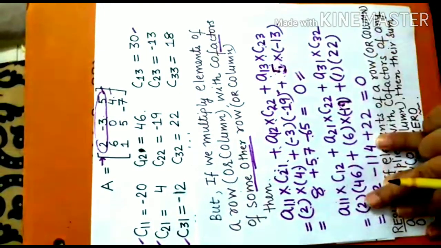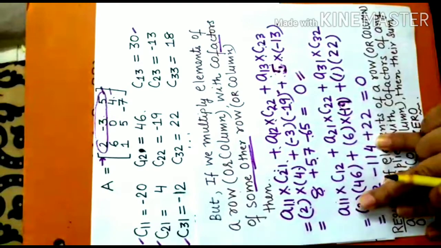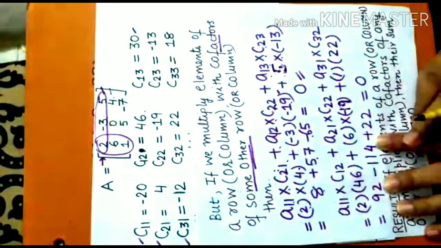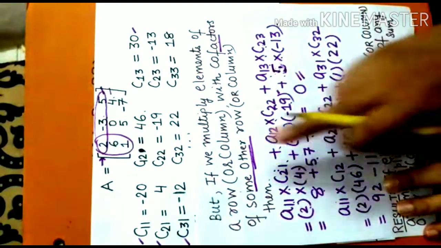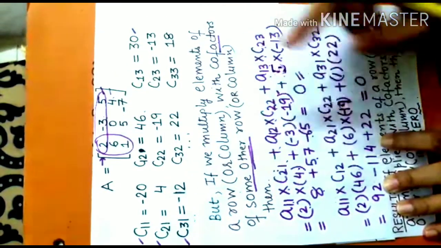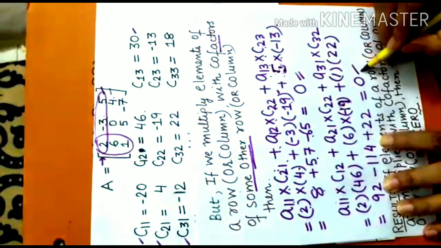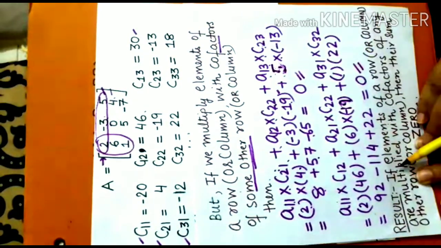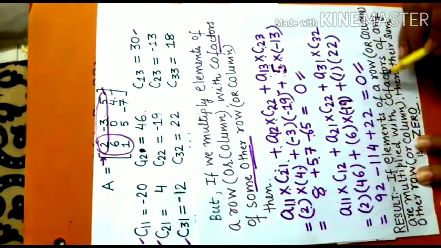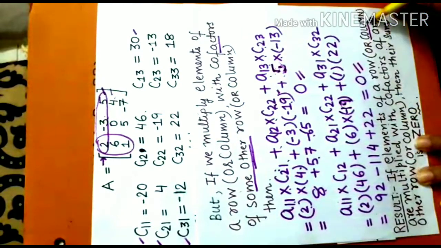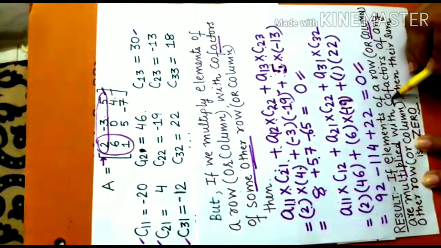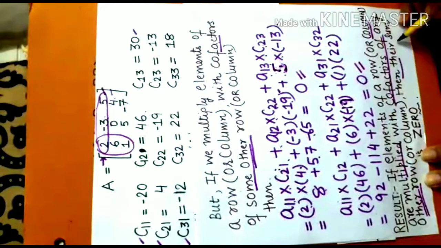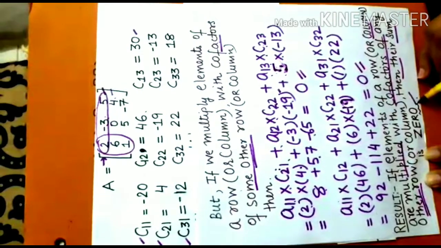Similarly, if I multiply the elements of the first column with the cofactors of the second column, then again the result will be 0. So remember this: if elements of a row or of a column are multiplied with cofactors of any other row or column, then their sum will be equal to 0.